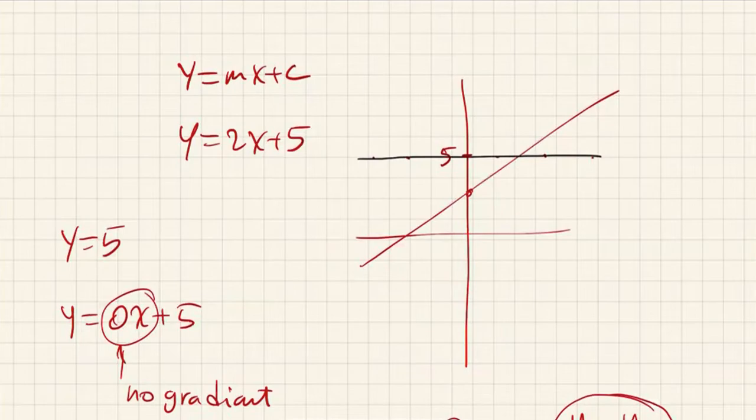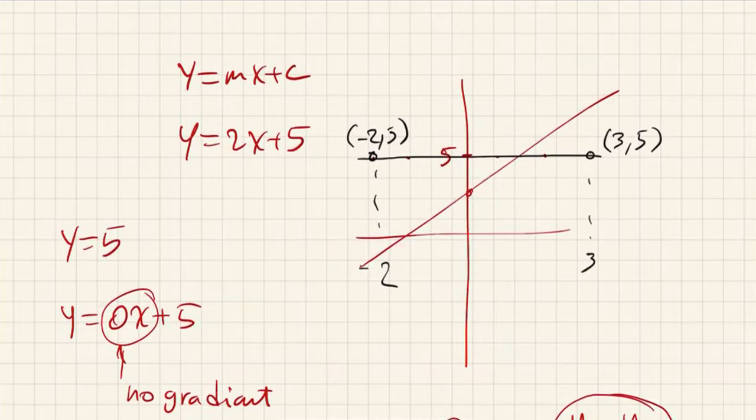Why? Because the horizontal line doesn't have gradient. There is no change in y. All the y's are the same. If you choose any 2 points, y minus y. Suppose that this is here, for example, 3, and this is here negative 2. What is the coordinate of this point? 3 and 5, right? What's the coordinate of this point? Negative 2 and 5.